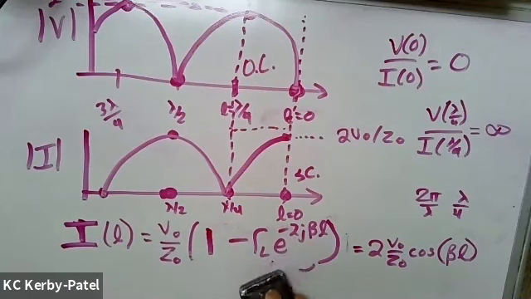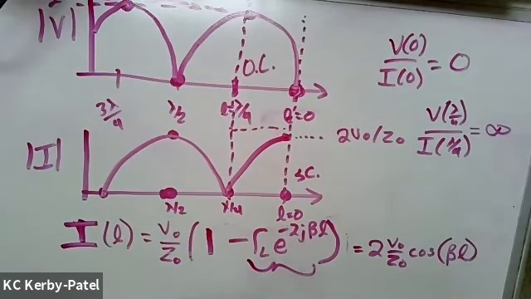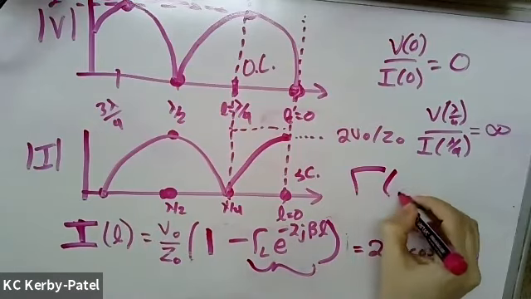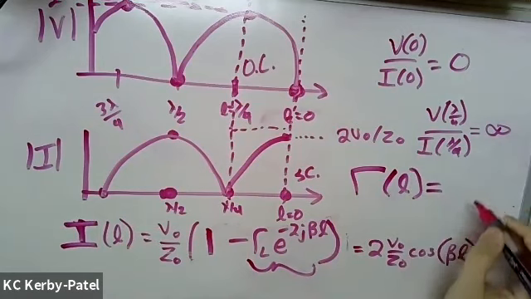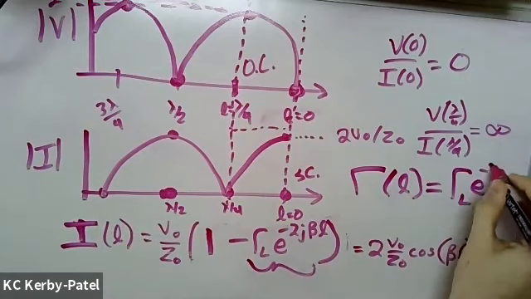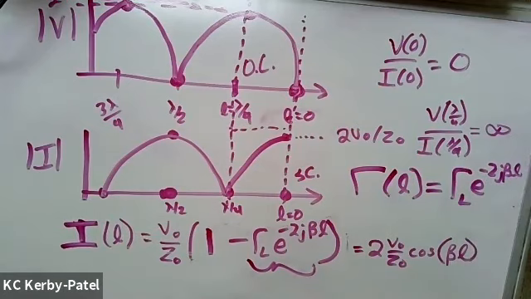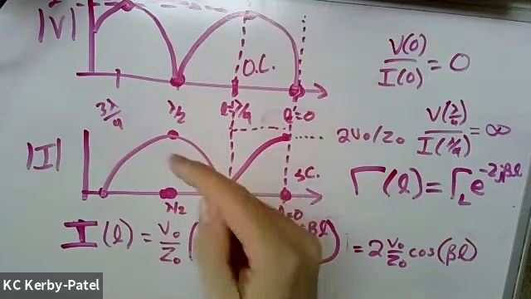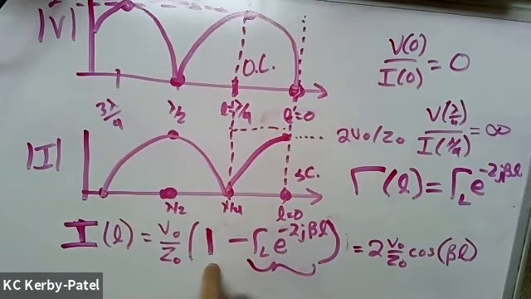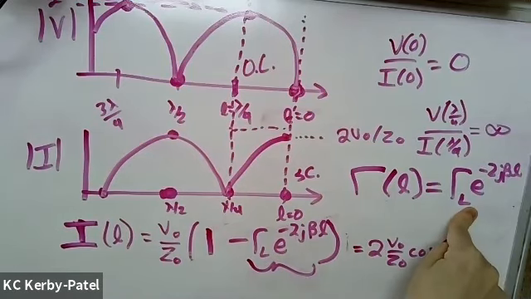Sometimes we talk about a reflection coefficient that is a function of position, right? We could write gamma of L is equal to gamma L e to the minus 2j beta L. And that is just the relationship between the forward going voltage wave or current wave and the backward going voltage or current wave at a specific position L, rather than only talking about it at the load.